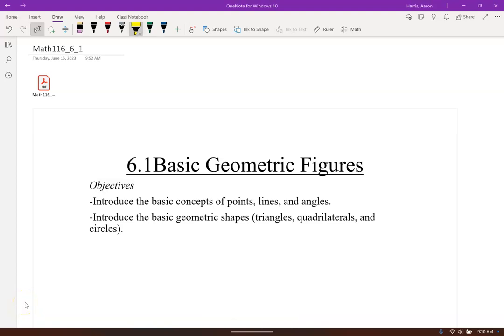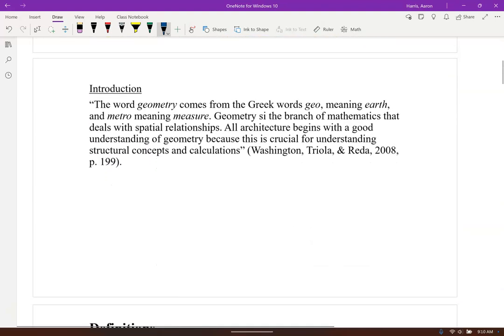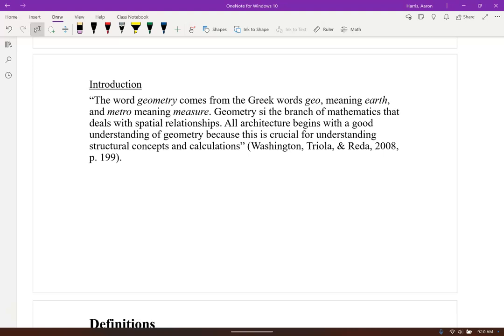Right, welcome back. We're going to talk about basic geometric figures. We'll talk about points, lines, angles, and some basic geometric shapes. We'll also get into measuring angles with degrees, minutes, and seconds. So just some basic little introduction here.